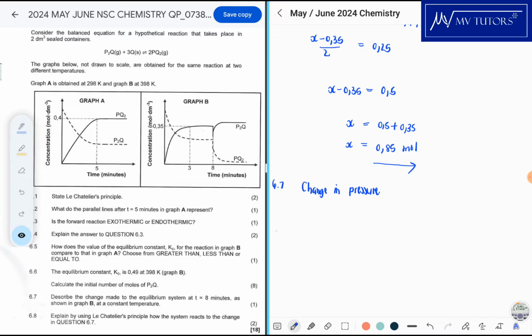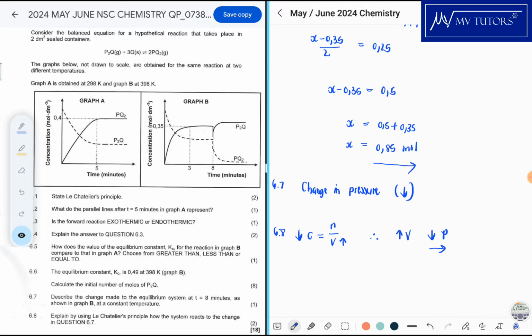6.8, that's where we're trying to explain what happened in 6.7, because it says explain by using Le Chatelier's principle how the system reacts to the change in question 6.7. We see that there has been a change in concentration. They both reduce, for the products as well as the reactants. If the concentration has decreased, it means there's been an increase in volume because the two are inversely proportional. And if there's an increase in volume, there is a decrease in pressure. So ultimately the pressure has been reduced.